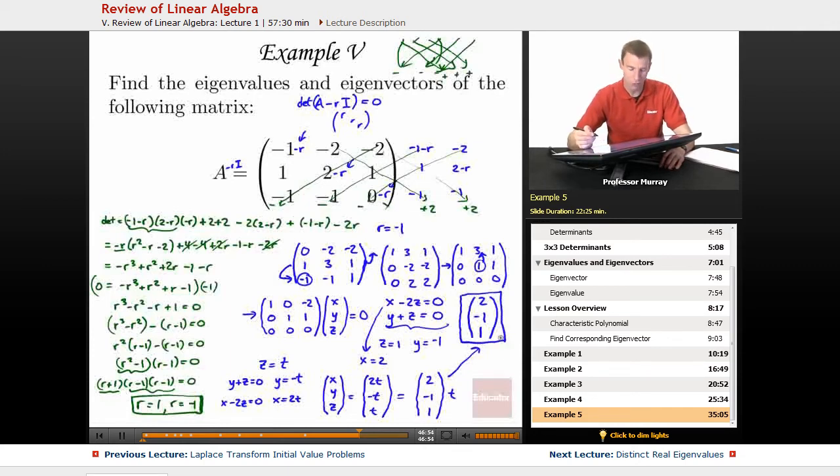So what we've got so far is we found the eigenvalues, negative 1 and 1, and then we found an eigenvector corresponding to one of the eigenvalues, negative 1. We still need to find an eigenvector corresponding to the other eigenvalue, r equals 1, but let me recap what we did on this slide before we move on and find the eigenvectors corresponding to the other eigenvalue.